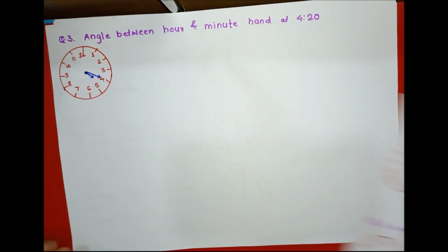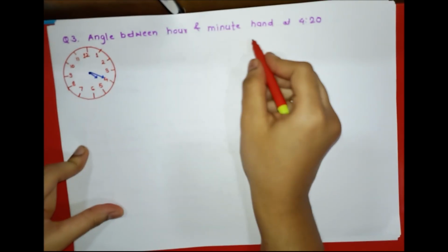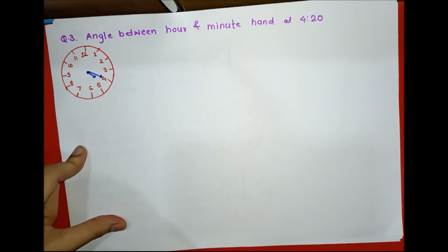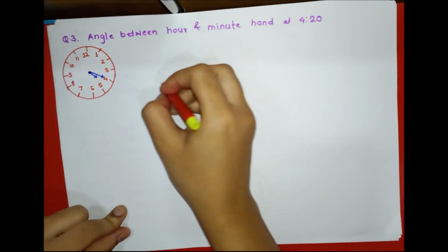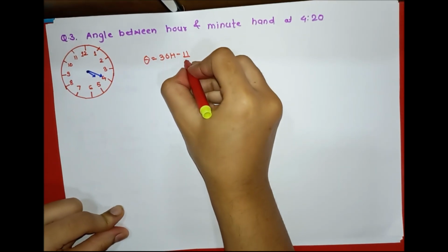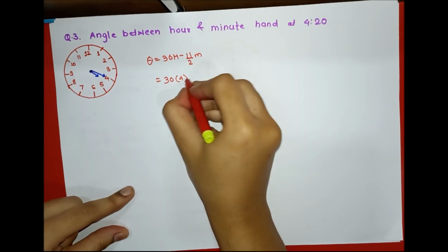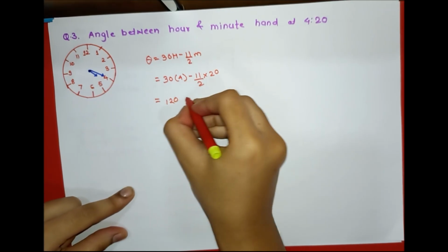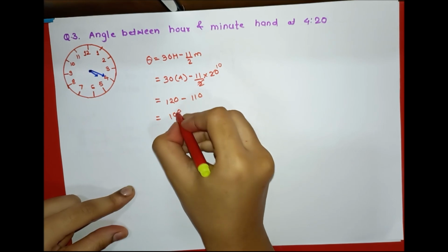Let's see another question. The angle between hour hand and minute hand at 4:20. In this case, which formula will we be using? The first one, right? Because the hour hand is ahead of the minute hand. So the formula is theta is equal to 30h minus 11 by 2m. So it is 30 into 4 minus 11 by 2 into 20. So it becomes 120 minus 110, as this 2 becomes 10 and 11 into 10 is 110. The angle is 10 degrees.